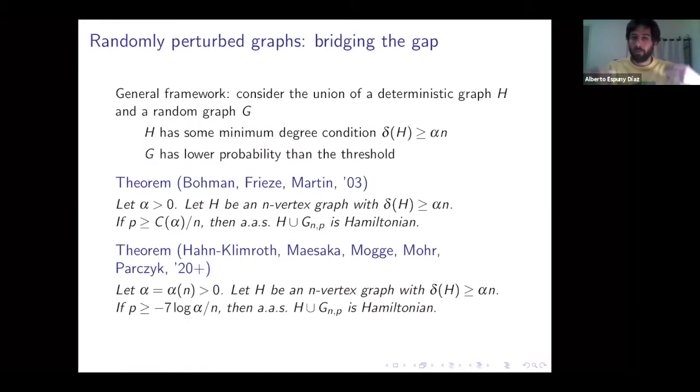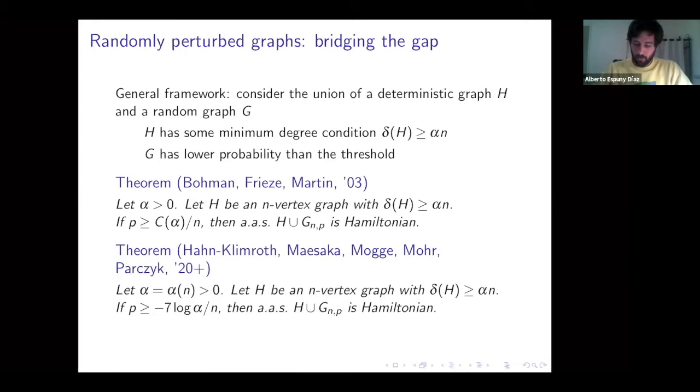So the reason why I say that this somehow bridges the gap between extremal results and probabilistic results is that you can think of it two ways. You can think about it as fixing some minimum degree alpha n, and for each possible value of alpha n, you want to find out which minimum probability you need to ensure Hamiltonicity. And you can also think of it in the opposite way, where you start with some probability and you ask whether there is some minimum degree condition that guarantees that the union of the deterministic graph and the random graph will be Hamiltonian. So this is basically the framework that we're working with.